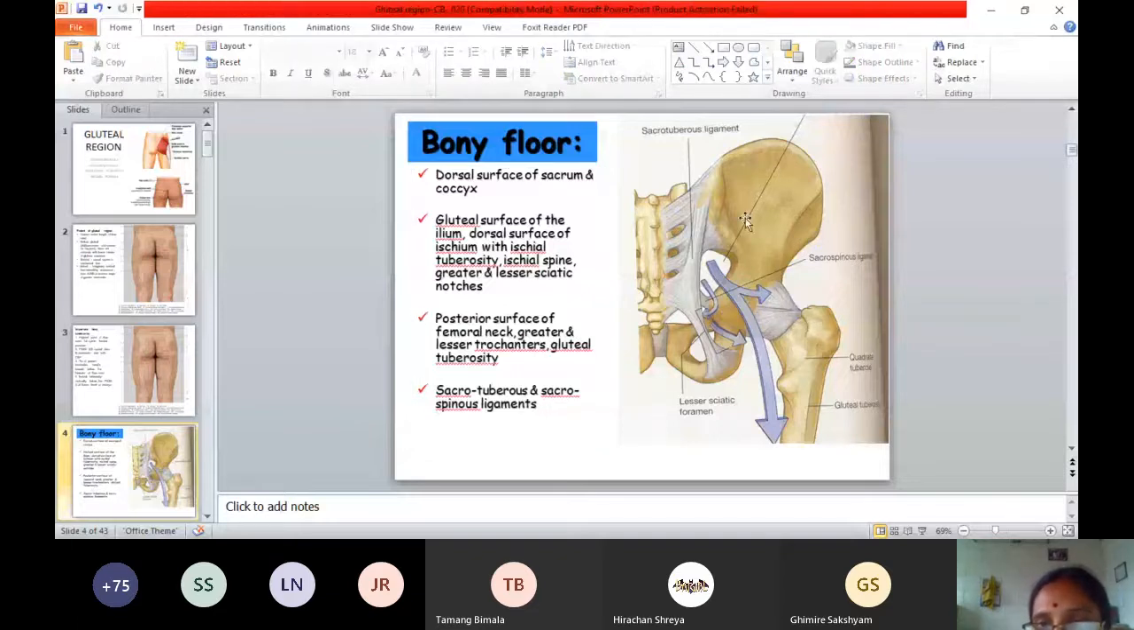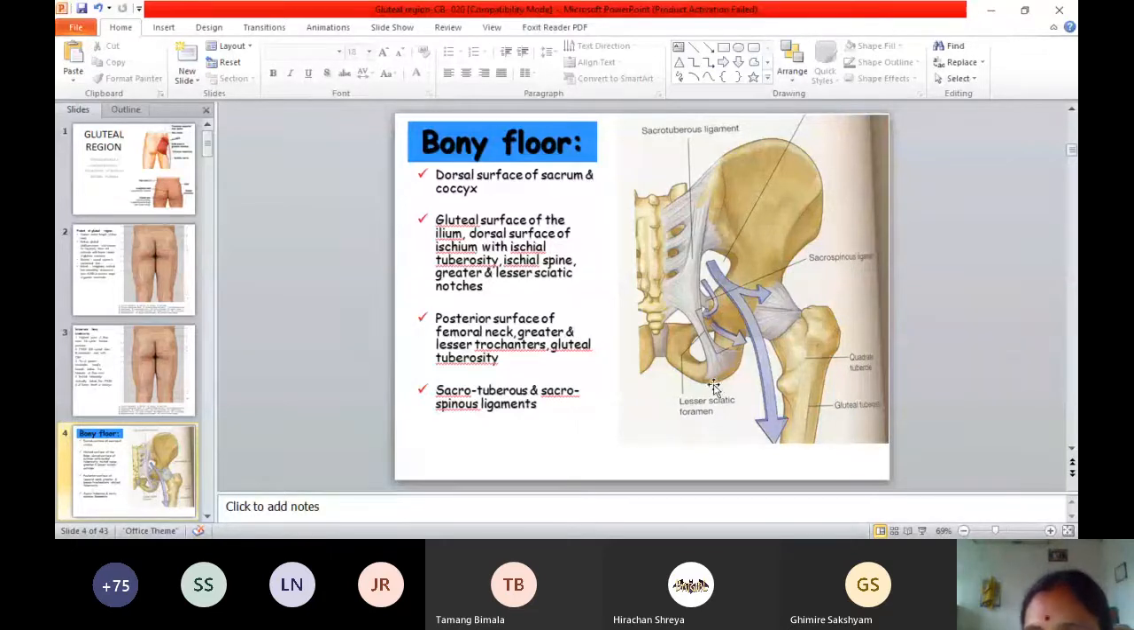This part of the hip bone is known as the ilium. This part of the hip bone is known as the ischium. So what is the bony floor? This posterior surface of the ilium is also known as the gluteal surface of the ilium. Now this is the dorsal surface of the ischium. This bony projection is known as the ischial tuberosity.